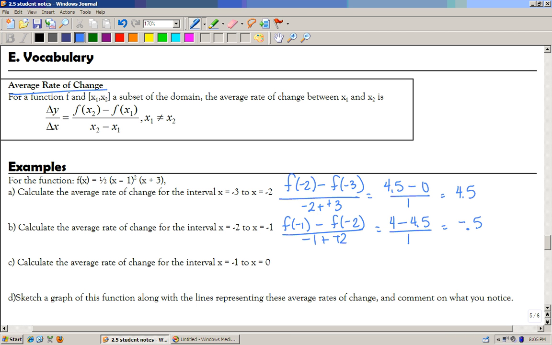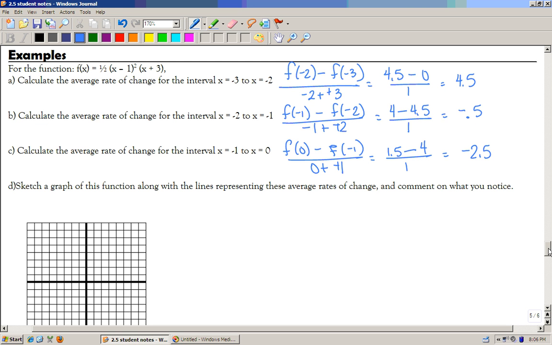One more time, we're going to evaluate the function from -1 to 0. So we plug in f at 0 and subtract the function's value at -1, over 0 minus -1. In the denominator, again, it's 1, because there's a difference of 1 between -1 and 0. When you put 0 into the function, you get a value of 1.5. When you plug in -1, same as before, we get 4. And when you do that subtraction, your value is -2.5.